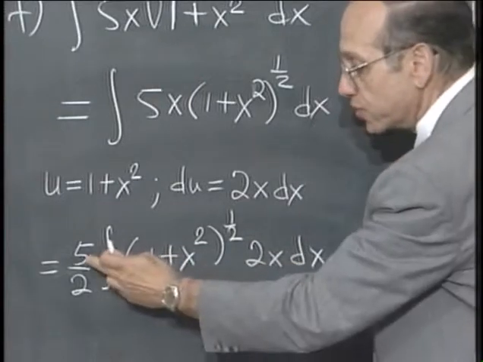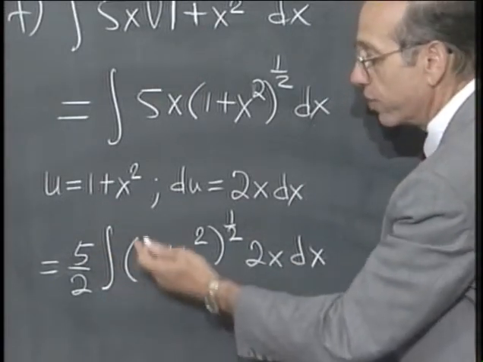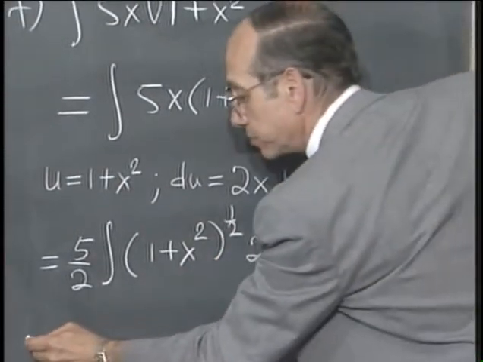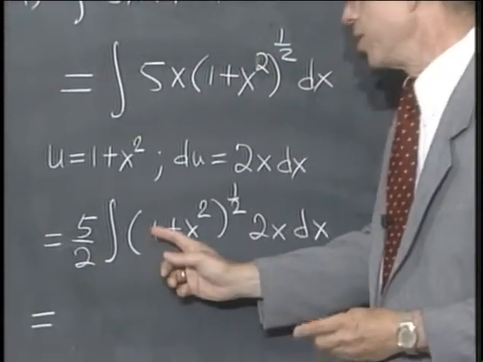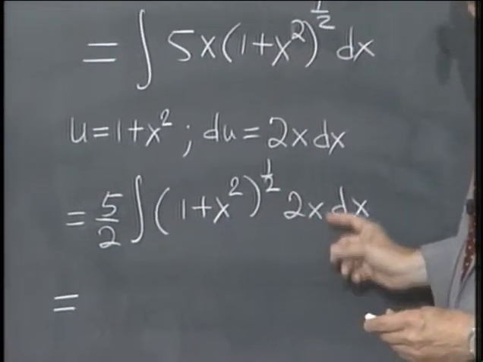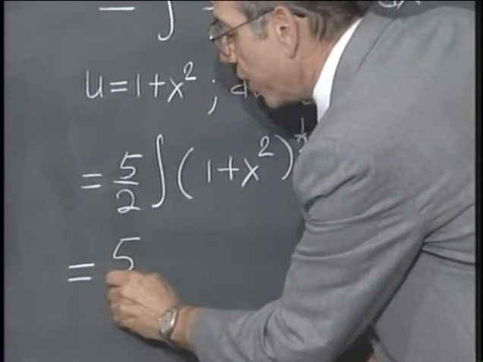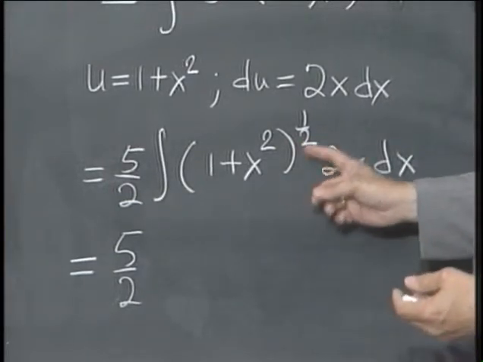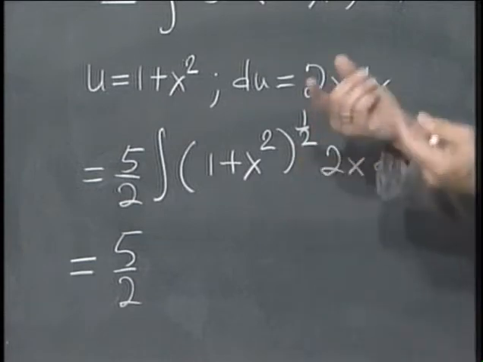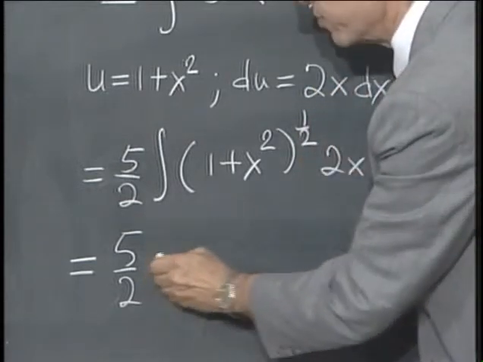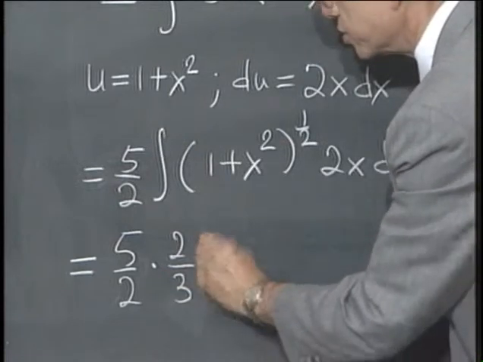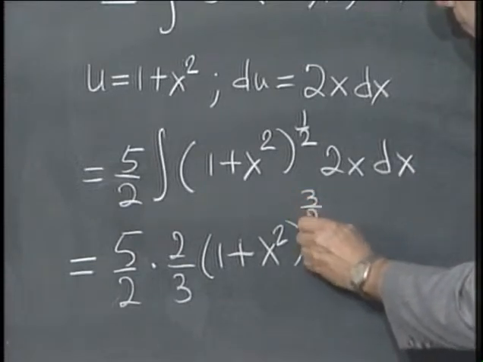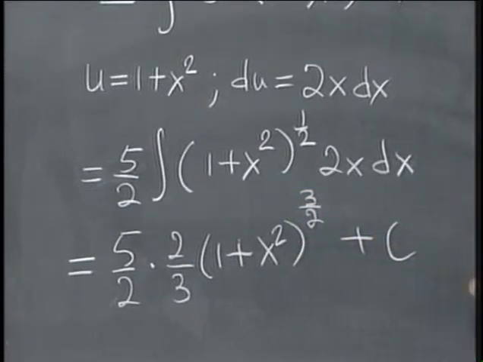5/2 times 2 is 5, so I really have back the integral of 5x dx times 1 plus x squared to the 1/2 power. And now I'm in the form u to the 1/2 du. So I can take the antiderivative. This is 5/2. Now, u to the 1/2, add 1 when you take the antiderivative, so it becomes u to the 3/2. Then you have to divide by 3/2, which is the same thing as multiplying by 2/3. So this is 2/3 times u, that's 1 plus x squared, to the 3/2 power plus c.